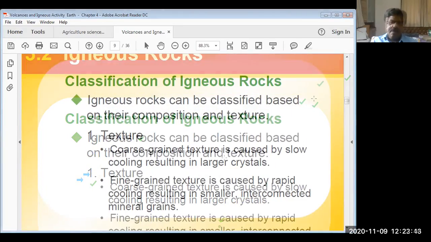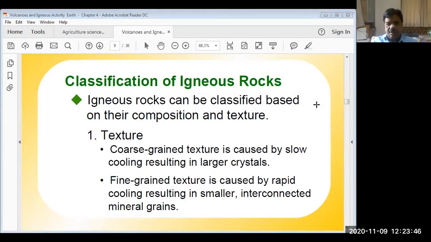Okay, actually three kinds of textures are there. First is coarse texture, second is fine grained texture. Fine grained texture means it results in small pieces. They are smaller, interconnected, and they are nuclear grains. So that is a fine texture.